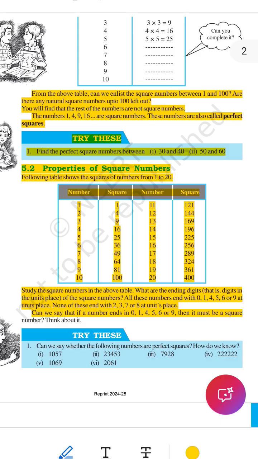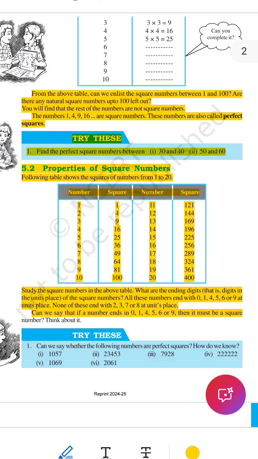5. Squares of numbers 1 to 20. Let's write them all to see patterns clearly. 1 squared equals 1, 2 squared equals 4, 3 squared equals 9, 4 squared equals 16, 5 squared equals 25, 6 squared equals 36, 7 squared equals 49, 8 squared equals 64, 9 squared equals 81, 10 squared equals 100, 11 squared equals 121, 12 squared equals 144, 13 squared equals 169, 14 squared equals 196, 15 squared equals 225, 16 squared equals 256, 17 squared equals 289, 18 squared equals 324, 19 squared equals 361, 20 squared equals 400.